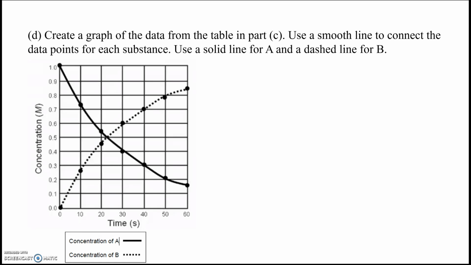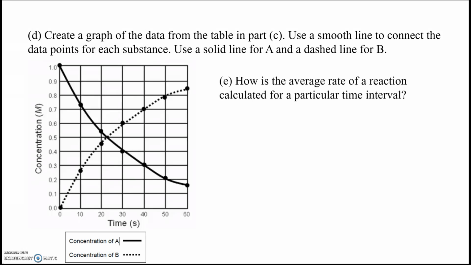Just a nice, interesting line. These lines are mirror images of each other, which is not a surprise because it's just 1A goes to 1B. All right, now, how is the average rate of a reaction calculated for a particular time interval? Well, we're going to compute the change in the concentration of B divided by the change in the time.